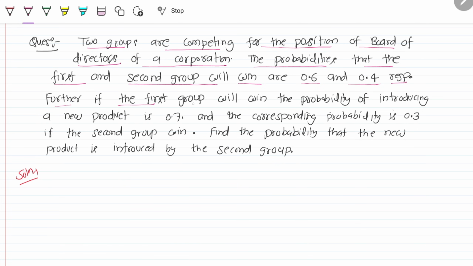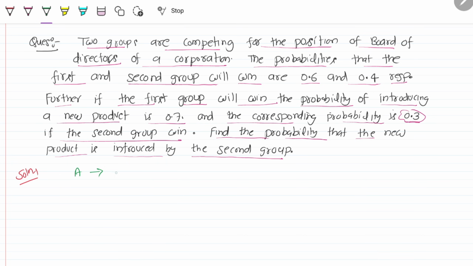Further, if the first group wins, the probability of introducing a new product is 0.7, and the corresponding probability is 0.3 if the second group wins. Find the probability that the new product is introduced by the second group. I have given you a pro tip: first of all, find your requirement, capital A. What is capital A? Capital A is introducing a new product.